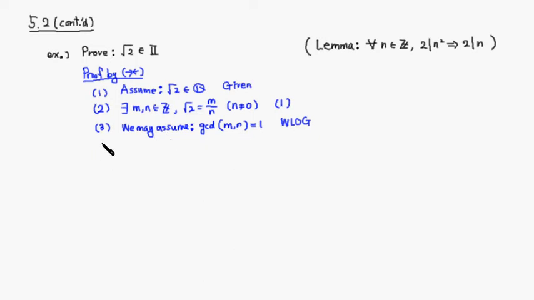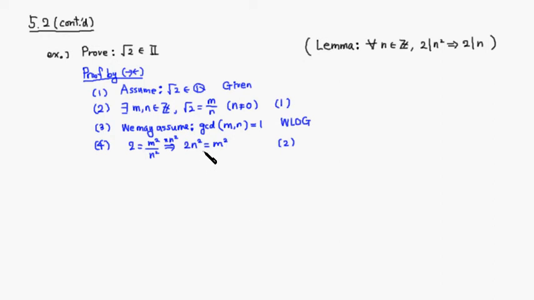Then we have to do a little bit of algebra. So line 4: we have the square root of 2 equals m over n. The square root of 2 is hard to deal with, so I'm going to square both sides. Which means that 2 is equal to m squared over n squared. And I don't like fractions, so I'm going to multiply both sides by n squared, so that we get 2n squared is equal to m squared. So I don't have to deal with fractions. This is just coming from line number 2 and a little bit of algebra.